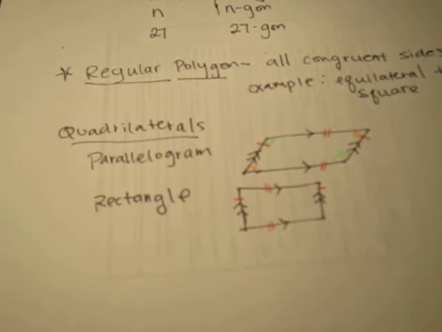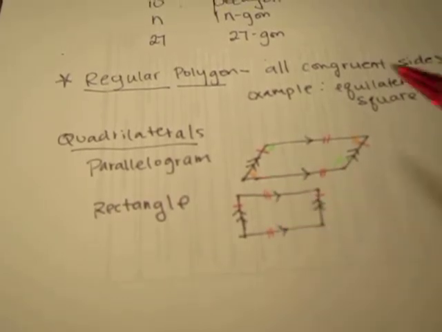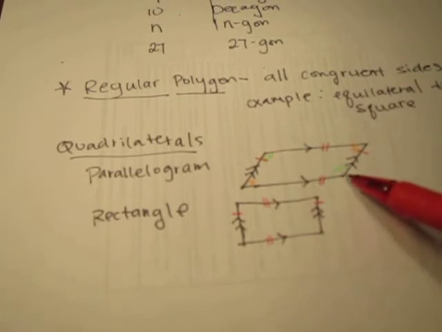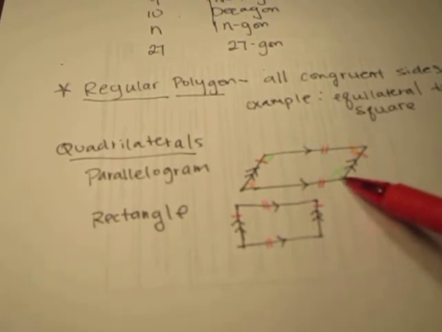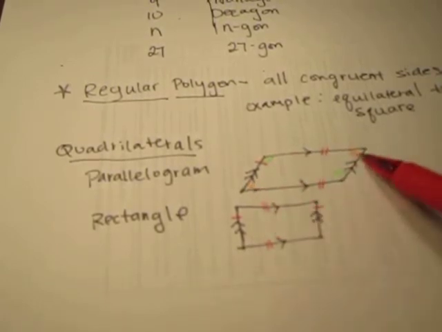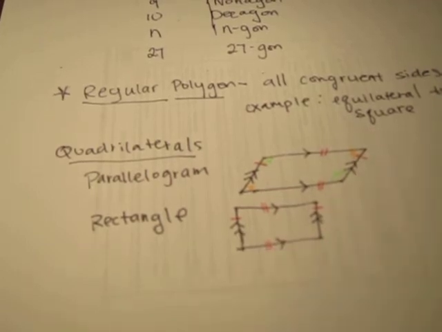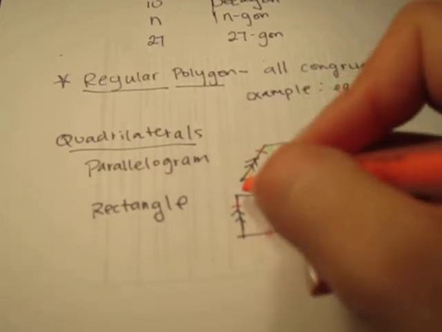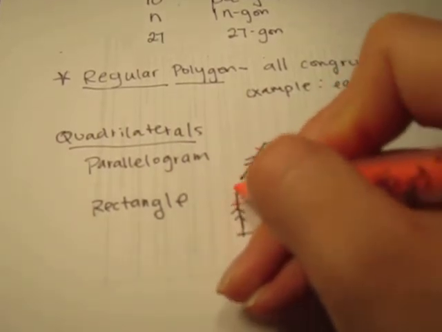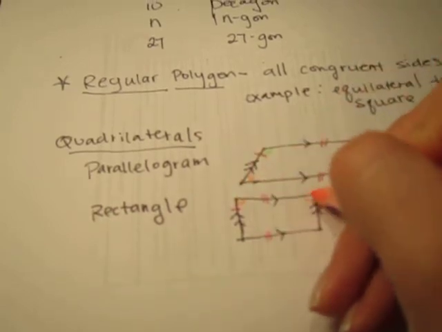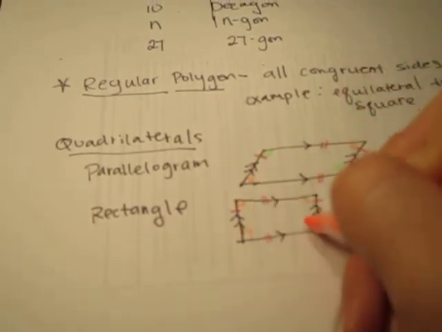But something a little bit more unique than the parallelogram: whereas the parallelogram had this angle and this angle congruent, and then this angle congruent, a rectangle has 4 congruent angles, and they are all right angles. So I'm going to put the right angle sign that we had learned in class.